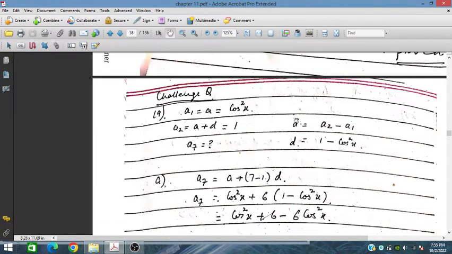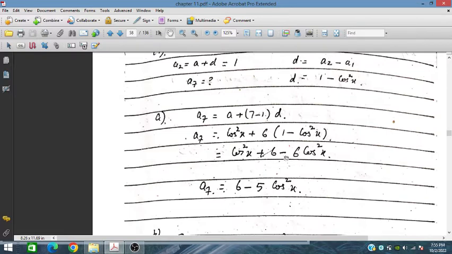This is a challenging question. a1 is equal to cos square x. So a plus d, the second term, is given as 1. So from this we have the difference d is 1 minus cos square x. So a7 is equal to a plus 7 minus 1, that is 6, times d, where n is 7. So this is 6 minus 6 cos square x plus cos square x, which means 6 minus 5 cos square x. So a7 is given as this.